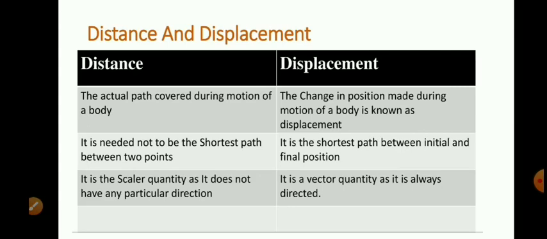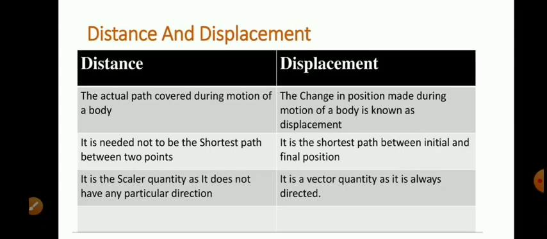Distance is a scalar quantity and displacement is a vector quantity. So what is this scalar quantity and vector quantity? Before starting, I'll tell you that every physical quantity means those quantities which we can define in the form of physical phenomena. Like motion. Motion is a physical quantity because we can experience these phenomena.